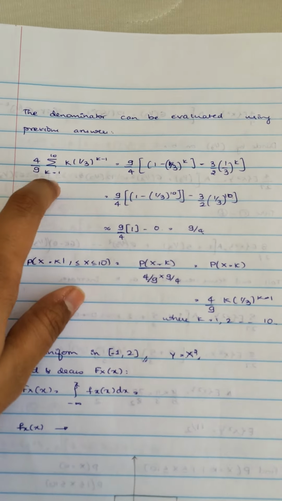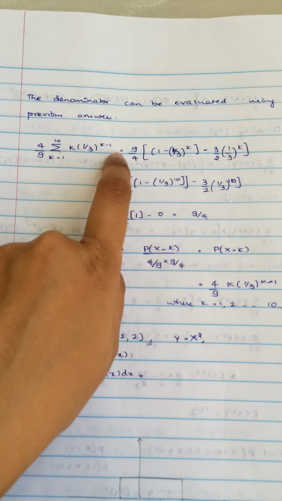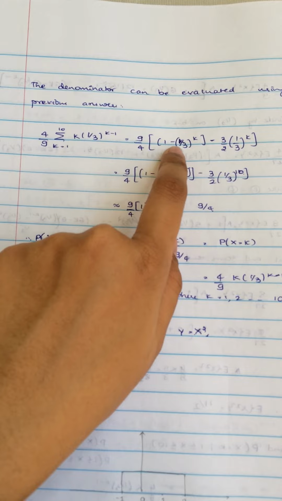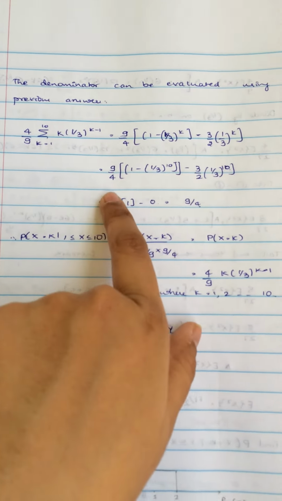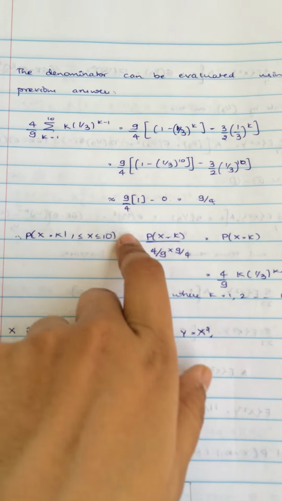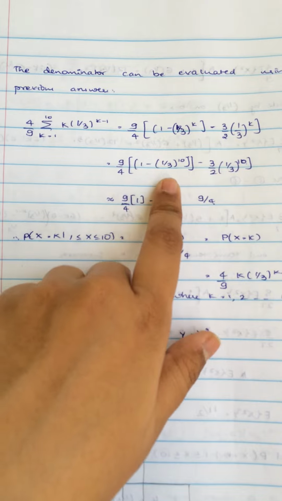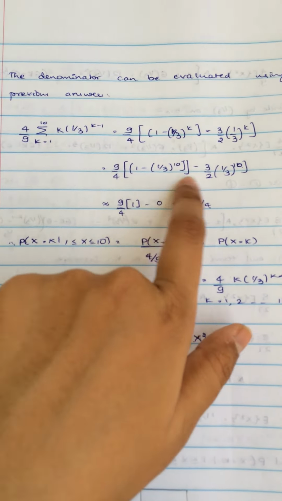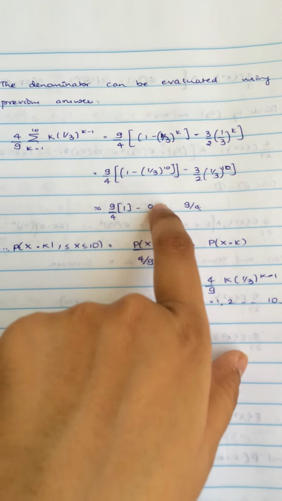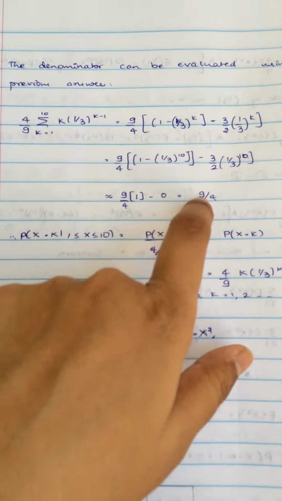So it becomes 4 by 9 into summation of k is equal to 1 to 10, k into 1 by 3 to the power of k minus 1, which can be taken as 9 by 4 into 1 minus 1 by 3 whole to the power of k minus 3 by 2 into 1 by 3 whole to the power of k. So we know k here is 10, so we substitute the value of 10. Again, 1 by 3 is very much small compared to 1, and if you raise it to the power of 10, it is pretty much almost equal to 0. So take these terms as 0, it becomes 9 by 4 into 1, so pretty much equal to 9 by 4.